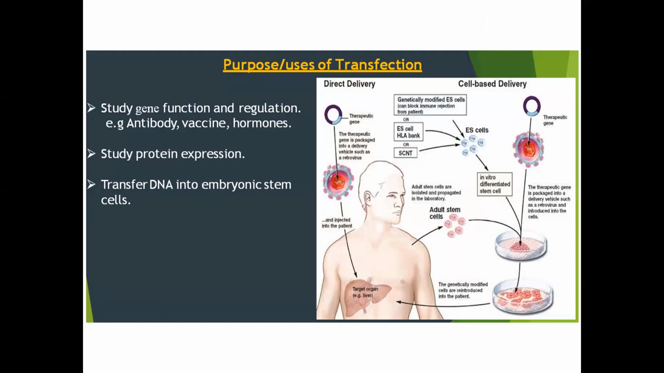Let us say you need to engineer your plasma cell to produce a different kind of antibody. You will be able to do that, but for that, you need a good transfection strategy. The vaccines and hormones can also be produced; usually they're produced by animal cells. You can study protein expression in eukaryotic cells, how the protein expression takes place. And you can also do an embryonic transfer.